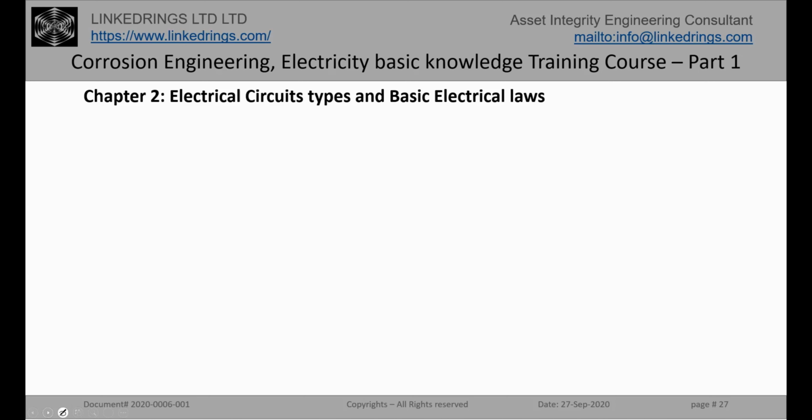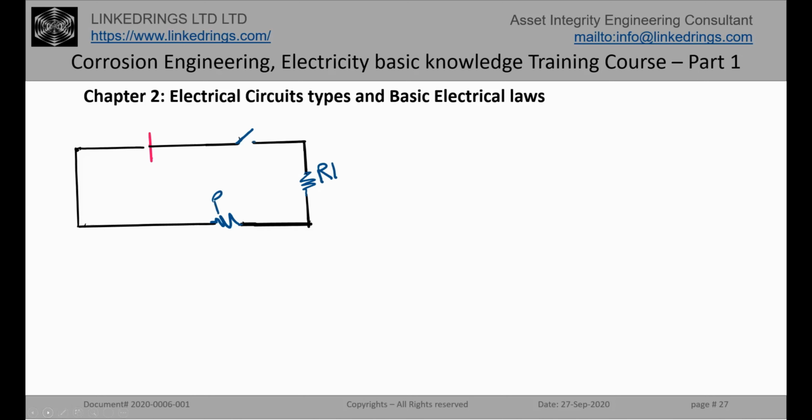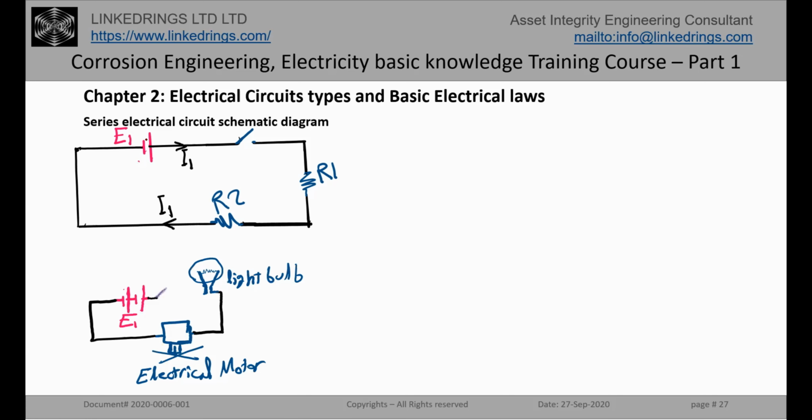We are in chapter 2, electrical circuit types. This is a short chapter. This is how we draw the circuit. This is the electrical source, the current, the switch, the load, and this is the second load, and this is the current returning again. This is called a series electrical circuit because the loads are connected in series. For example, R1 could be a light bulb and R2 could be an electrical motor.